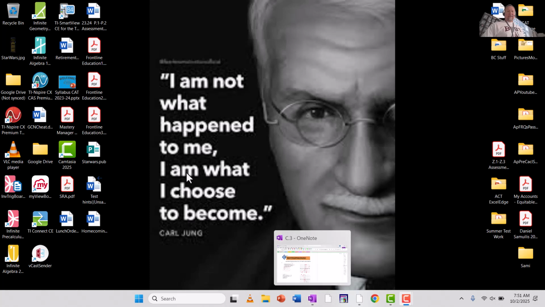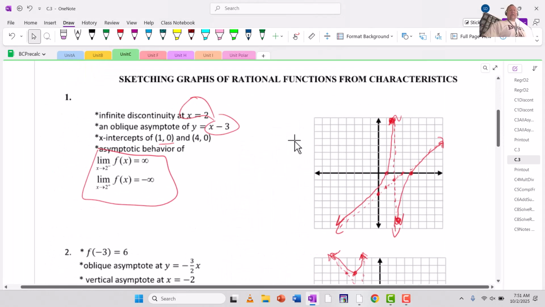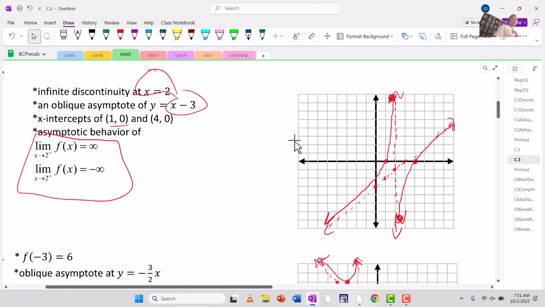Right, hi everybody. All right, we're gonna move on to this. Here we go. All right, now I gotta move this. All right, so hopefully you got something along these lines. All right, so definitely have a slant asymptote somewhere.